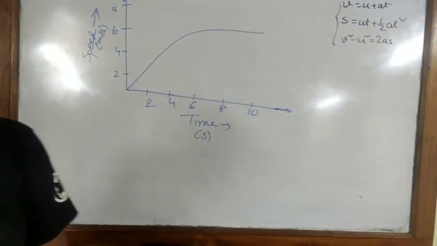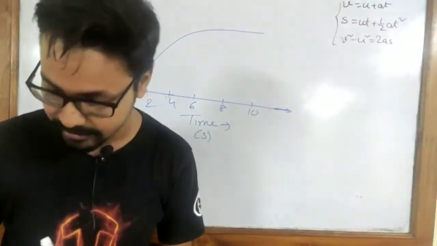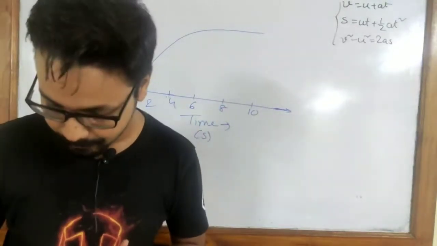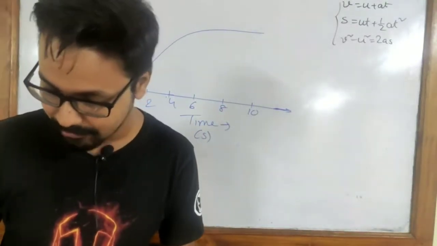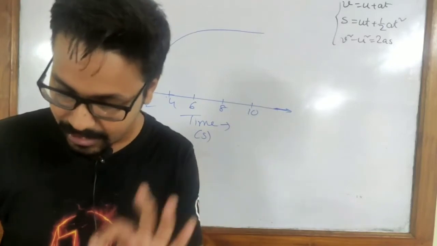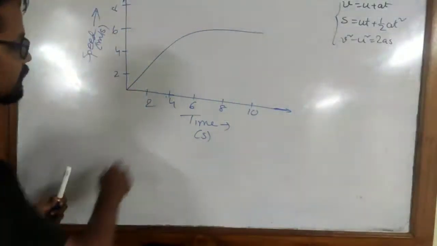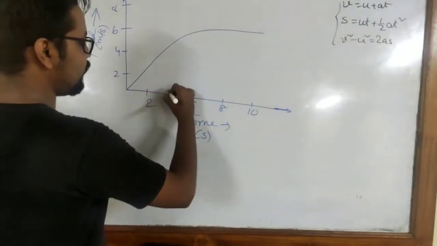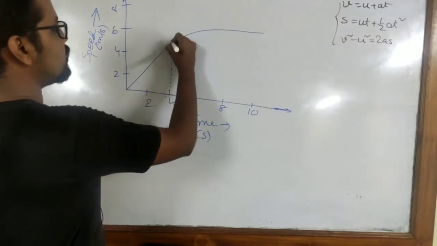So what is the question? Find how far the car travels in the first 4 seconds. Shade the area on the graph that represents the distance traveled by the car during that period. So 4 seconds means up to here. If it is up to here, what is the distance traveled?